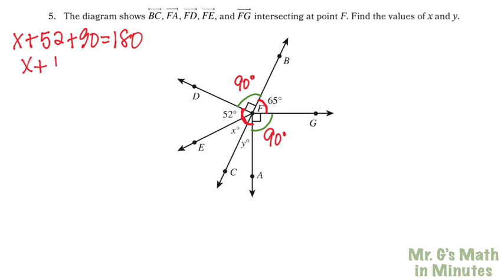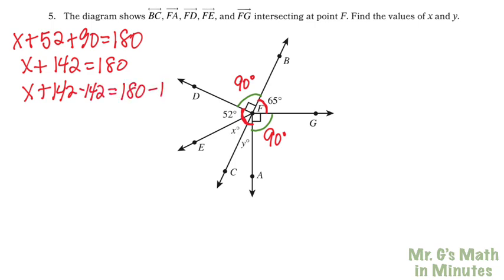Combine my like terms, that will be 142. Start my algebra. This is a one-step algebra. So then x is going to be equal to 38. So I'm going to go into my diagram and put right here, x is equal to 38.